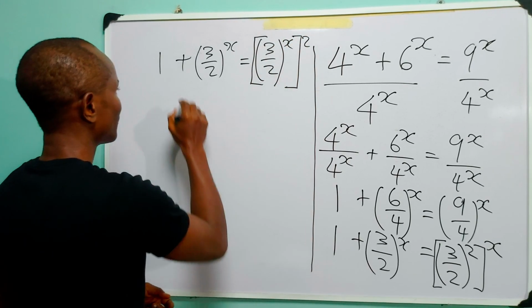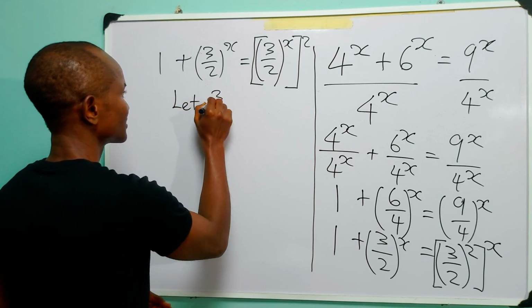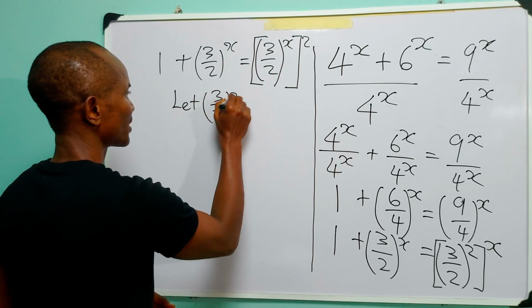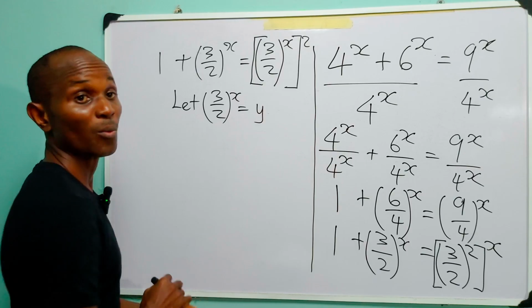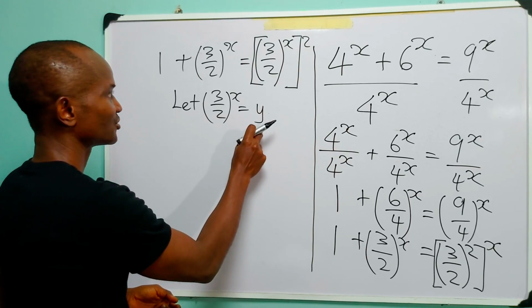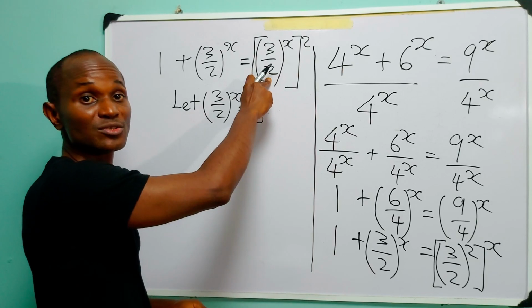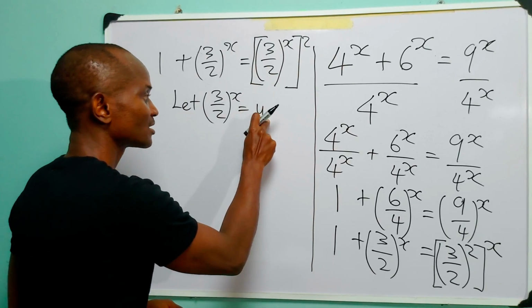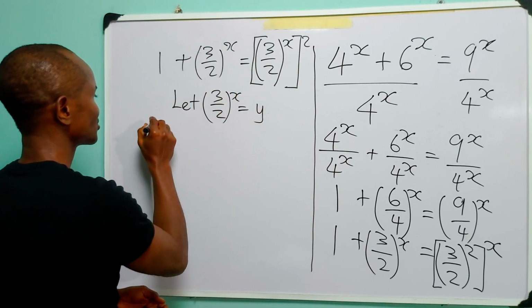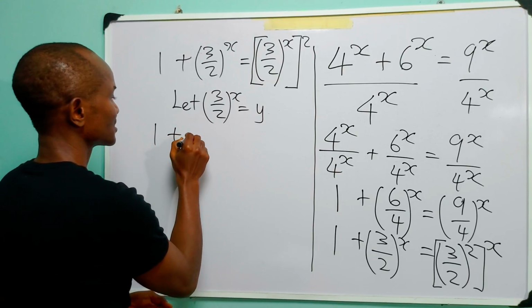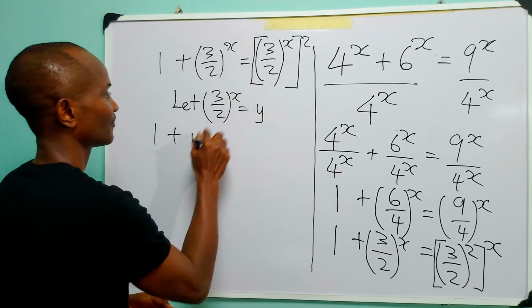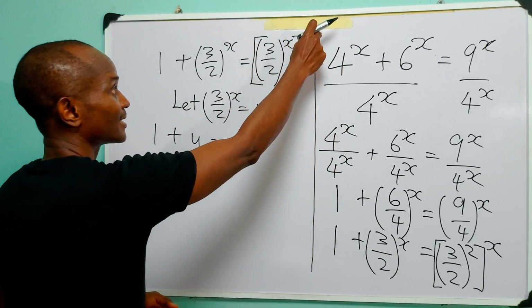squared. Now, let 3 over 2 raised to power x be equal to y. With this substitution, you can see that we have 3 over 2 raised to power x here, and we have 3 over 2 raised to power x here. So with this substitution, this equation now becomes 1 plus y is equal to y squared.